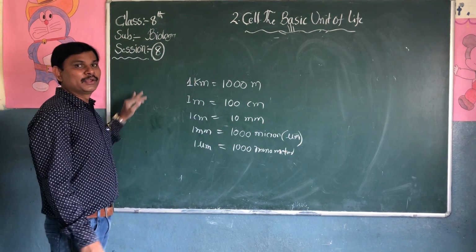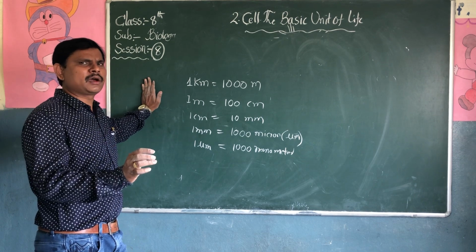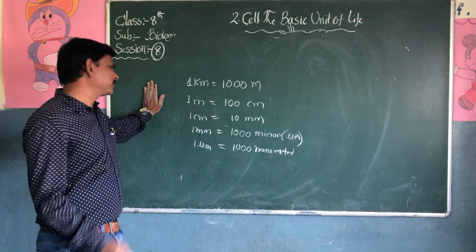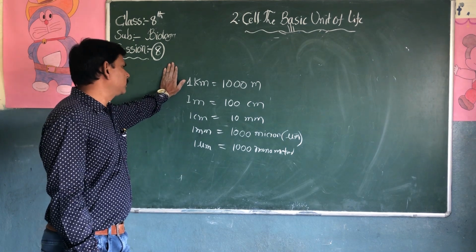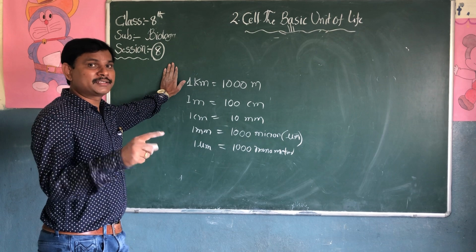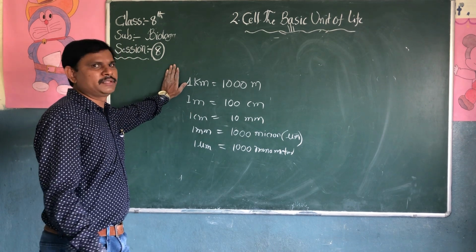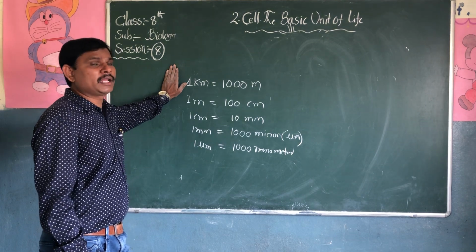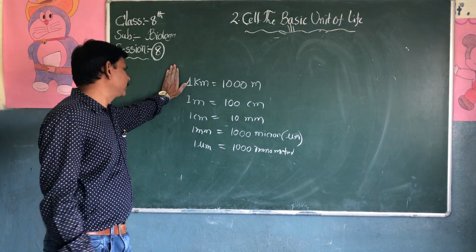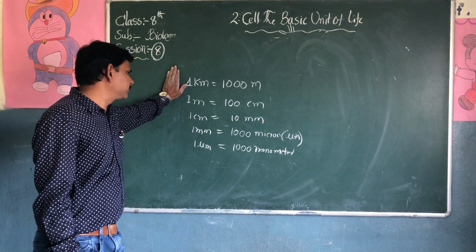1000 nanometer. You know about the Nano car. This Nano car is much smaller than all other cars. Nano is small. 1 kilometer is called 1000 meter. 1 meter is called 100 centimeter. It is there in our scale: 15 centimeter, 20 centimeter. 1 centimeter is called 10 millimeter. 1 millimeter is called 1000 micron.